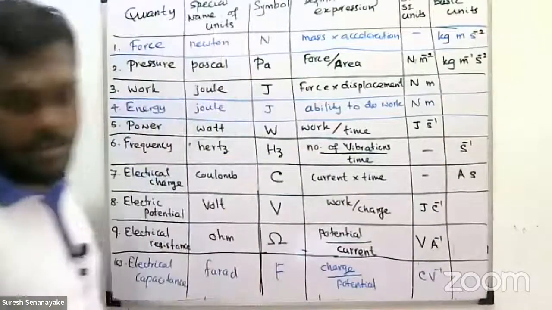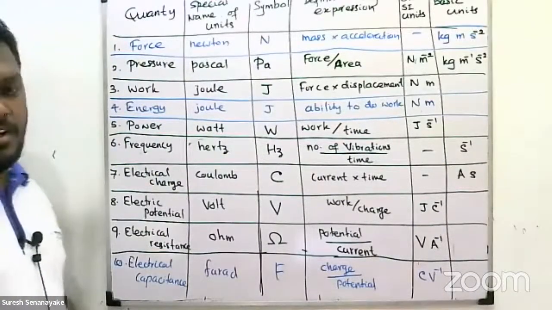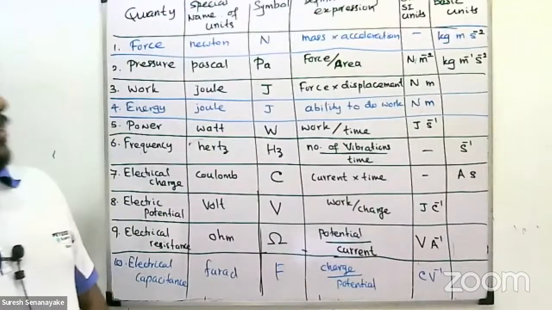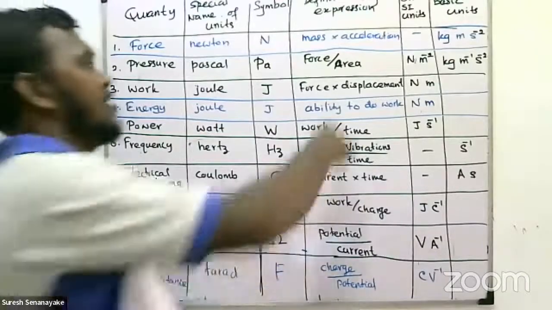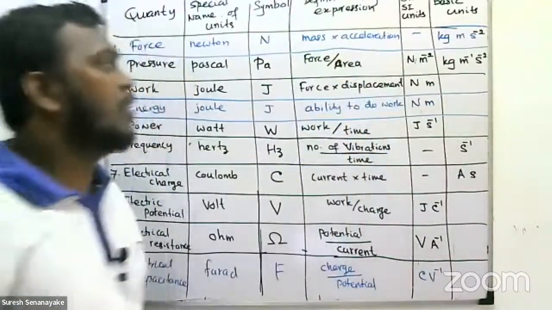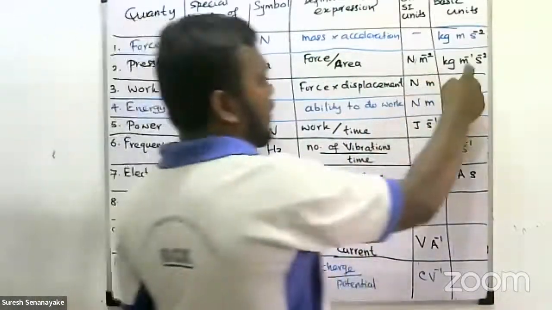This is kg m s minus 2, not minus 1, right? The minus 2 in minus 1 is related to the momentum. But in force, it is kg m s minus 2. This acceleration is m s minus 2 times kilogram. So then it is kg m s minus 2.